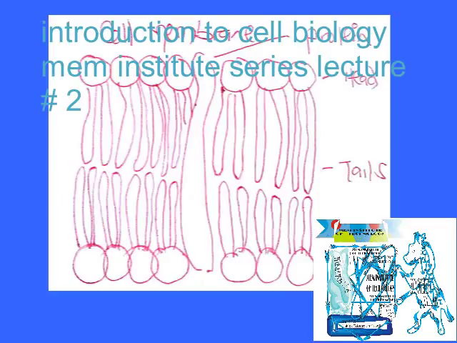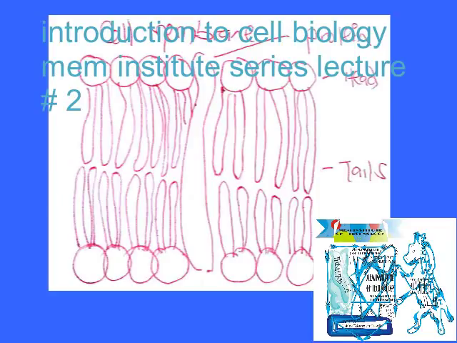When it faces inside, the sodium binding site has a high affinity so that it can take up sodium at the low concentration inside. The potassium site that faces inside has a low affinity so that it can release potassium at the high concentration inside the cell.